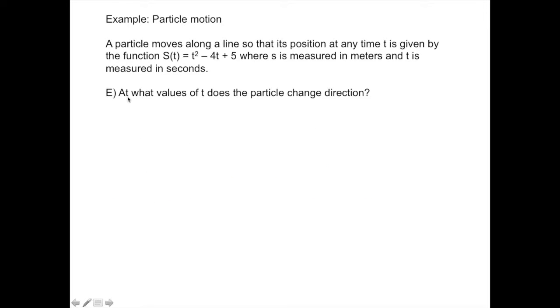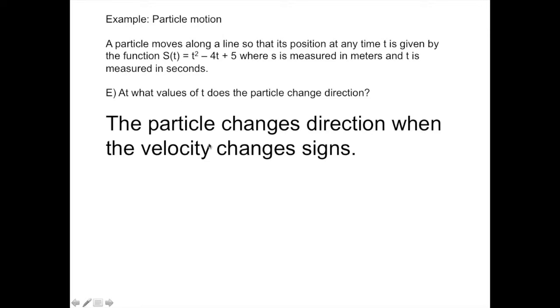The last question is, at what values of t does the particle change direction? So changing direction is when the velocity is equal to 0. And so the velocity is the first derivative of the position, so we have to take this derivative and set it equal to 0. A particle changes direction when velocity changes signs. In other words, when you're changing from going positive to going negative, you're passing through a velocity of 0.